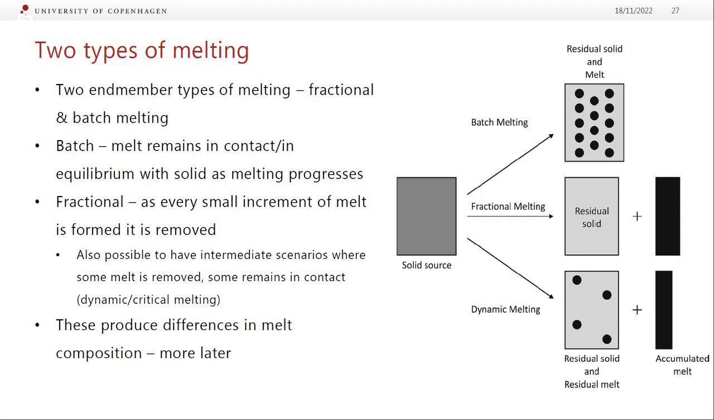It's also possible to have intermediate scenarios. These are sometimes called dynamic or critical melting, and this is where some melt stays behind and some is removed. So this diagram kind of sums it up. If we have our solid source and we do batch melting, then we're left with a residual solid and a melt, and they sit around in contact with each other. If we have fractional melting, we make a residual solid, but we remove the melt really quickly, so it doesn't hang around. And dynamic or critical melting, we have residual solid with some melt trapped behind, and most of the melt is removed. I'm not going to talk about the different compositions these produce, but we'll revisit that when we talk about trace elements.